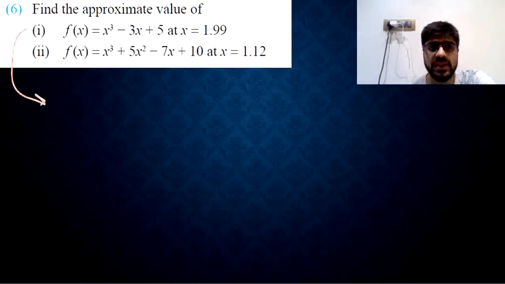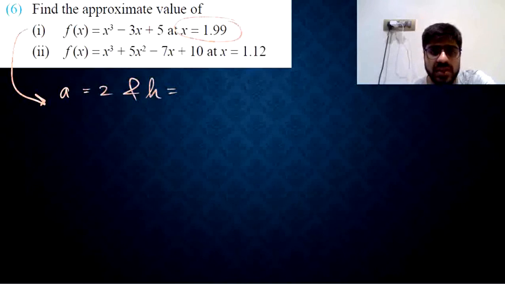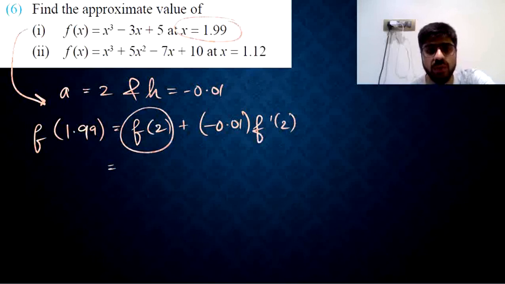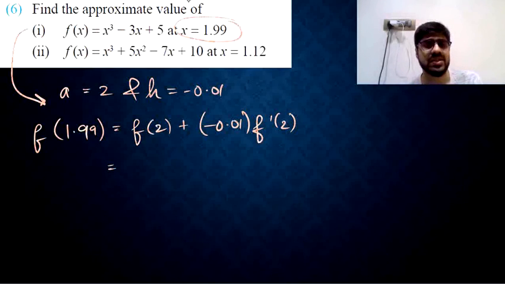Let's continue with number 6, and yeah, so here we have find the approximate value of the given function at x equal to 1.99. So we are taking a as 2 and we are taking h as minus 0.01. So we have f of a plus h, that is f of 1.99, that should be equal to f of 2 plus h, which is minus 0.01 into f dash 2. So f of 2, that will be 2 cube, which is 8, 8 minus 6, that is 2, plus 5, which will be 7, minus we have 0.01 into f dash 2.